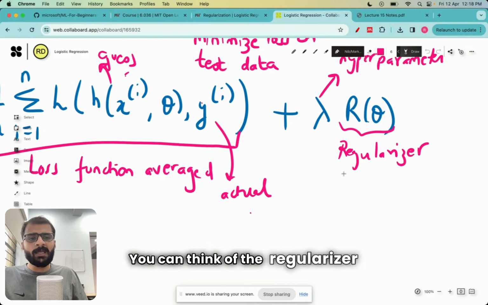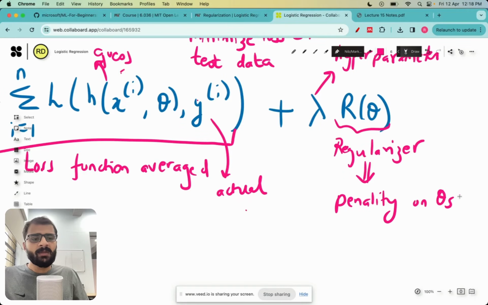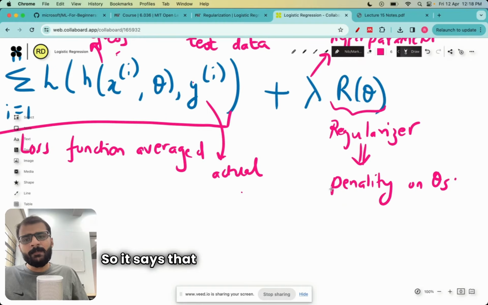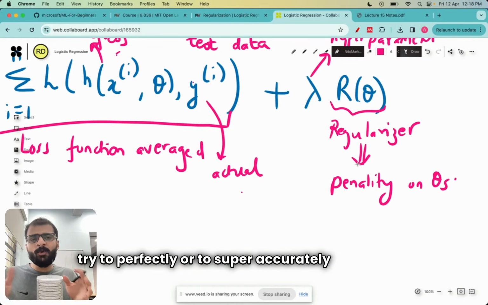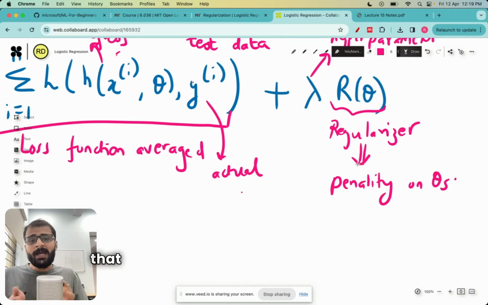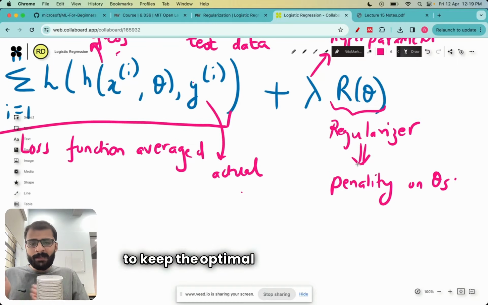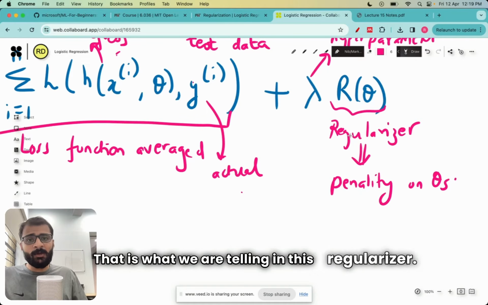You can think of the regularizer as putting a penalty on our thetas. The reason we put a penalty here is that we are telling the algorithm, don't try to perfectly or super accurately fit the data. Don't try super hard to fit the data, because that might lead to an overfitting problem. Try to keep the optimal solution simple. Don't try to overfit. That is what we are telling the algorithm in this regularizer.